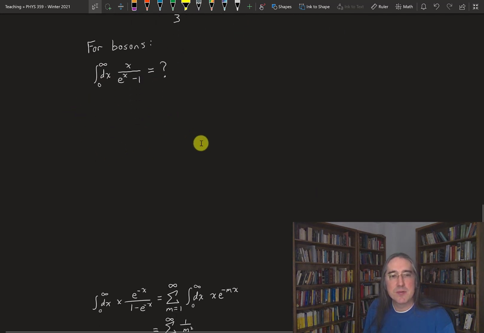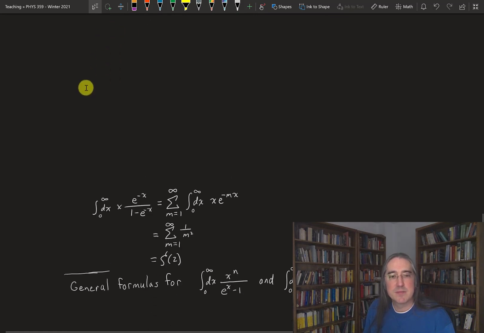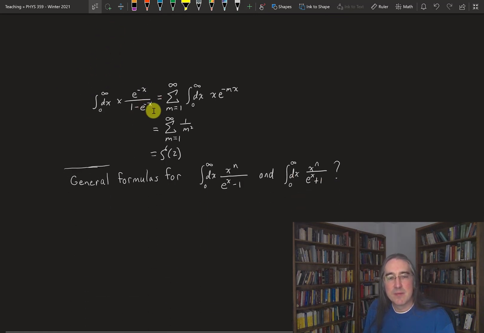So we're doing this integral. We're going to start with the same trick, multiply top and bottom by e to the minus x. So that turns it into this integral. Same trick again, we're going to write this as a geometric series, except since it's 1 minus e to the minus x, we're not going to have that alternating sign, right? So this is going to be a sum on the integral of x e to the minus x. We already know this integral is 1 over m squared. And again, because of this sign, we don't have the minus 1 hanging out here. So this is just zeta of 2, or as its friends know it, pi squared over 6.